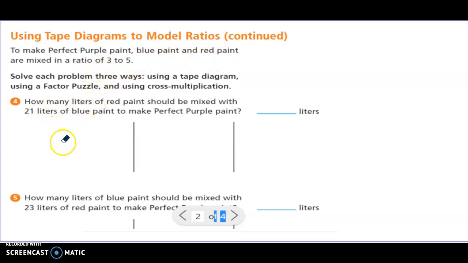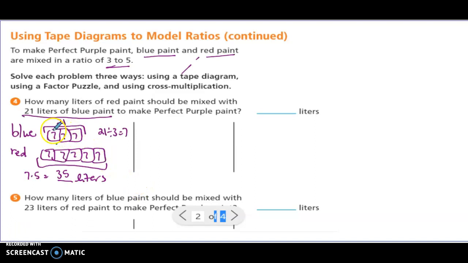Let's make our tape diagram and then use it as a factor puzzle and then a cross product proportion problem. So I'm going to write those in and not while I'm recording. So I'm going to pause here and fill it in. You can try to guess what it would look like on a sheet of scratch paper. In fact, I highly recommend it.